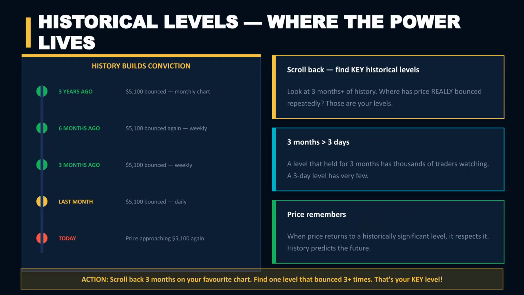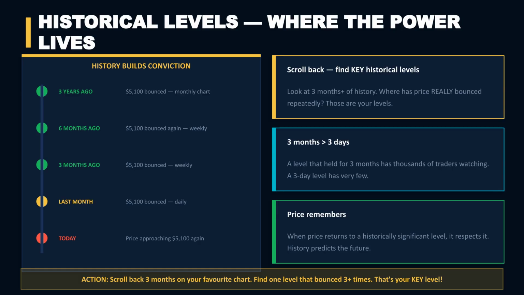Here's where to find the strongest support and resistance: the past. The most powerful levels are the ones that have history, the ones that have held for weeks or months or even years. Why? Because if a level has held for 3 months, thousands of traders have seen it. They've placed orders there. They remember it. When price approaches it again, they're ready.